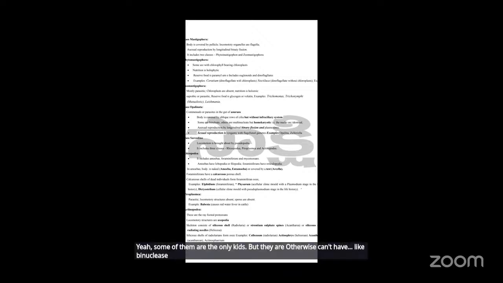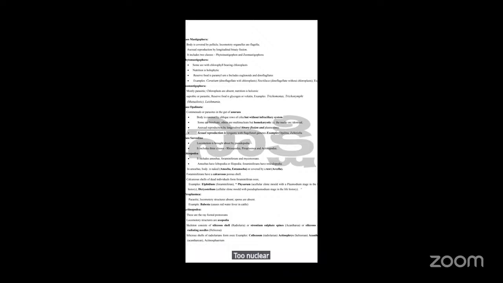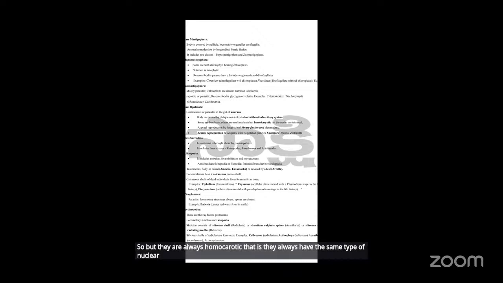Some are binucleate, while others are multinucleate but homokaryotic. That is, the nuclei are identical. So some have more than one nucleus. Binucleate is two nuclei, and multinucleate is more than two nuclei. But they are always homokaryotic, that is, they always have the same type of nuclei. There's no difference, the nuclei are identical.